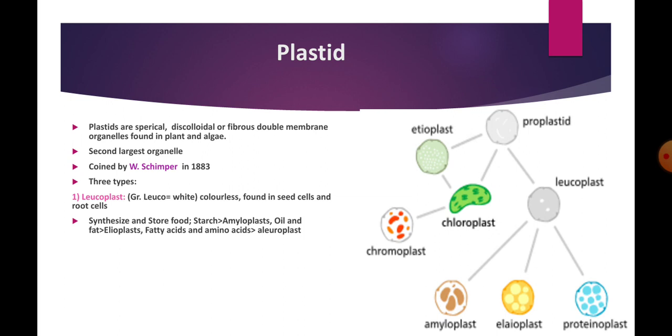Those plastids that store starch are called amyloplast. Those plastids that store oil and fat are called elaioplast, and those plastids that store fatty acids and amino acids are called aleuroplast.